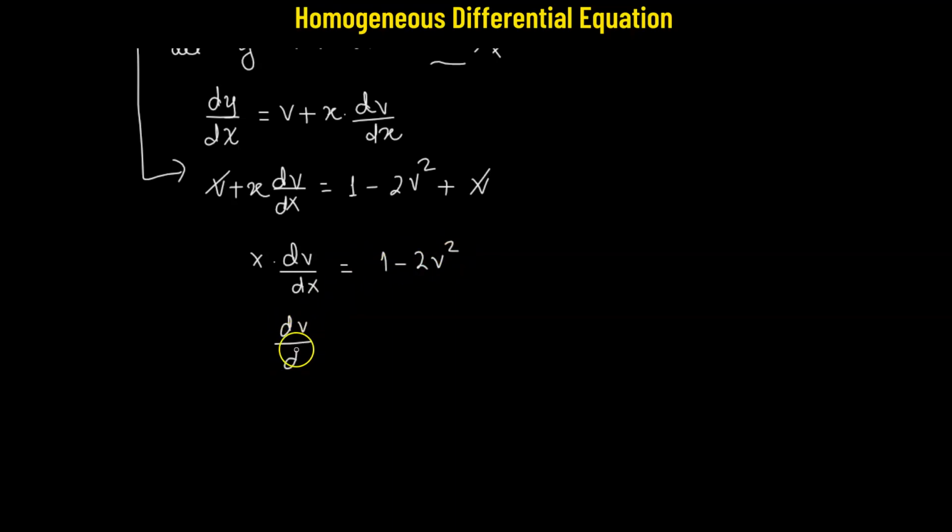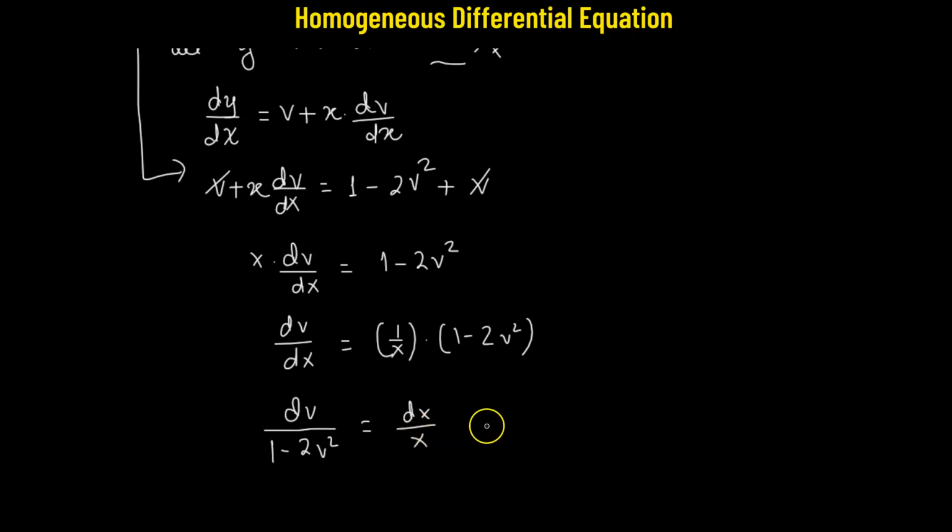Or simply put, dv over dx equals 1 over x, so we're dividing both sides by x, multiplied by 1 minus 2v squared. Now what we have is a product of two functions. One is a function of x alone and the other, 1 minus 2v squared, is a function of v alone. So this means we can use the method of variable separable now. We have dv divided by 1 minus 2v squared equals dx over x. So this is in the variable separable form.